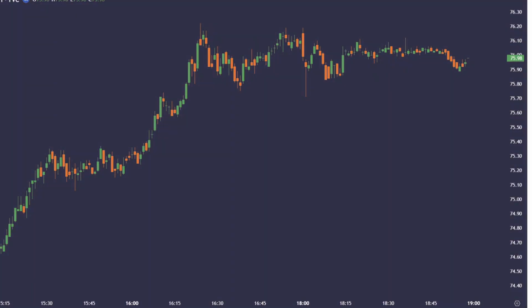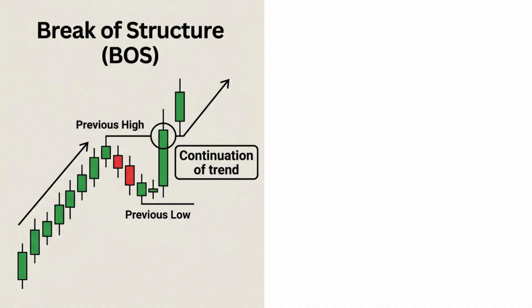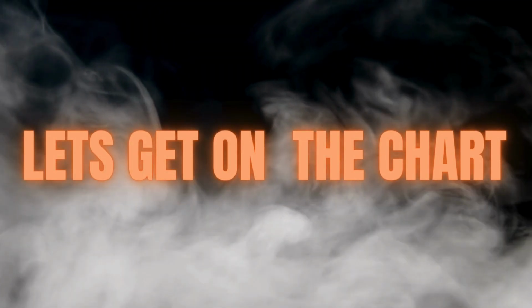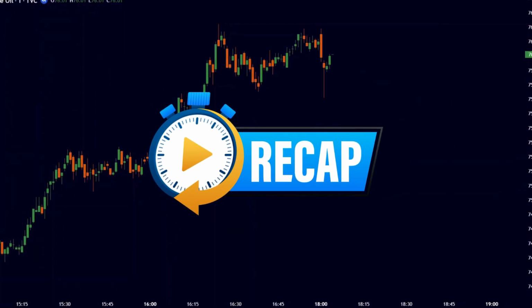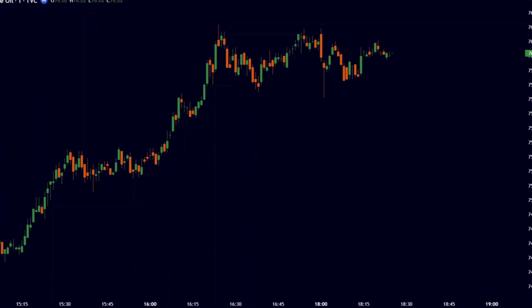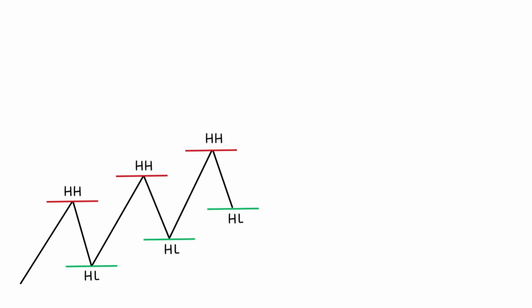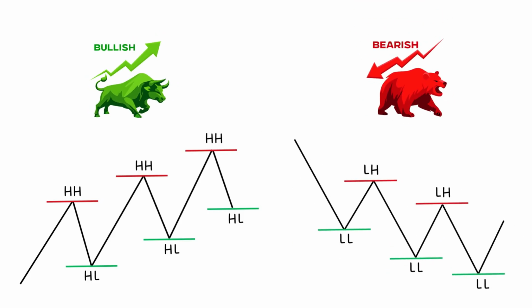Today we are talking about BOS, break of structure, and CHoCH, change of character. Two terms you will hear constantly in ICT. Let's get on the chart. Let's start with a quick recap to make sure we are all on the same page. In Episode 2, we established that when price is making higher highs and higher lows, you have a bullish market structure. Bearish is lower highs and lower lows.